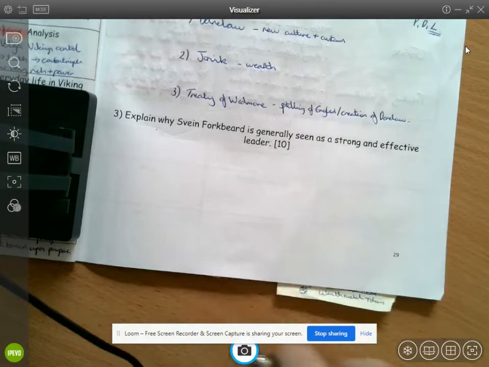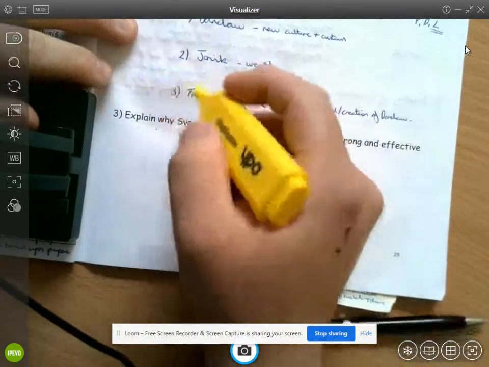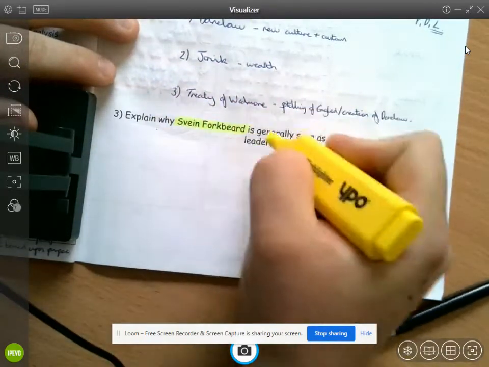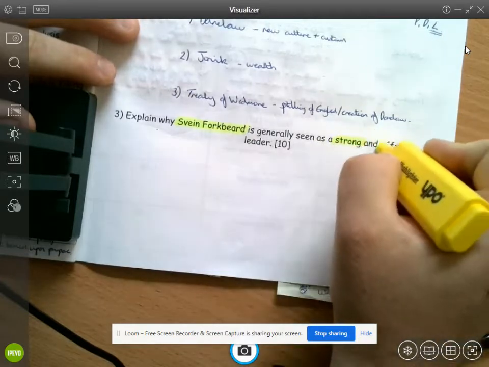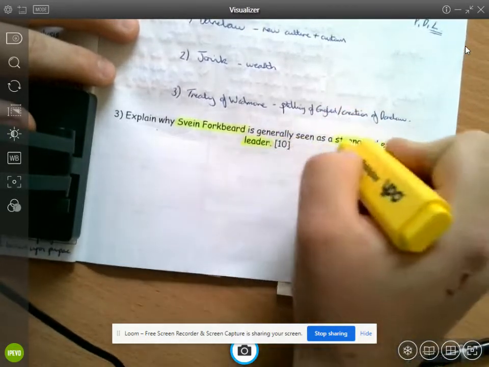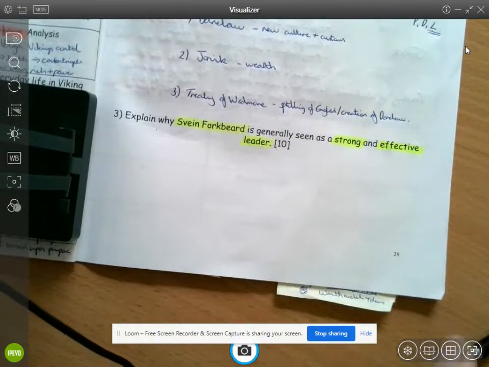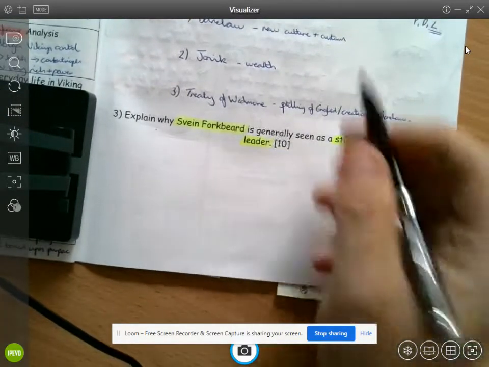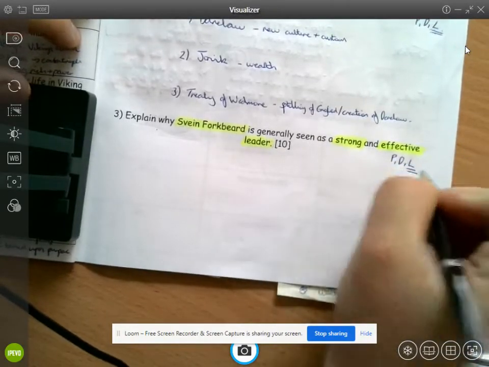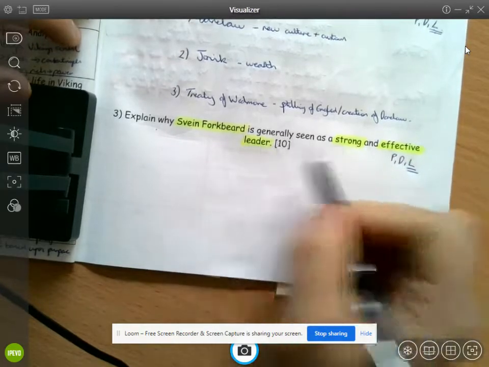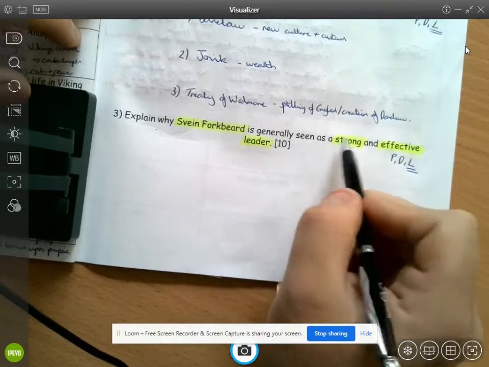Okay, so if we're annotating this question, explain why Svein Forkbeard is generally seen as a strong and effective leader. So we need to be explaining why he is seen as a strong and effective leader. So our link needs to be explaining why his actions that we choose to write about are seen as strong and effective.